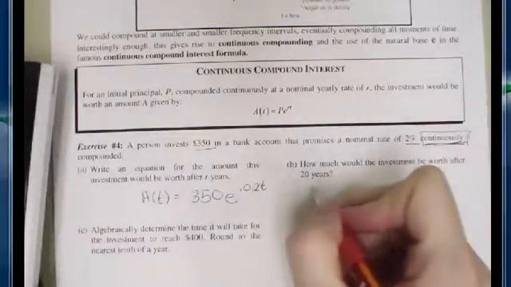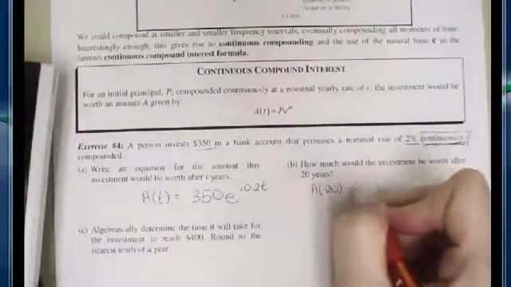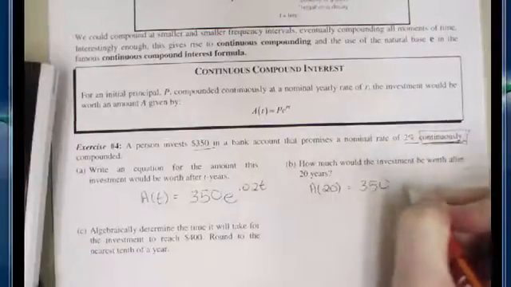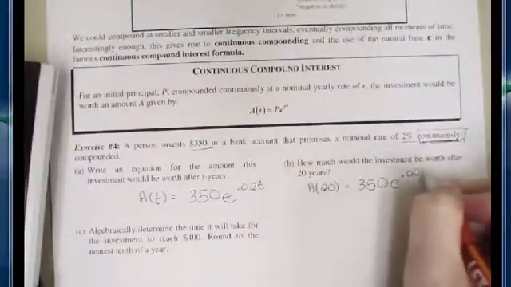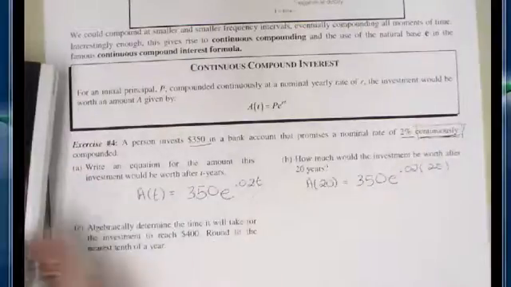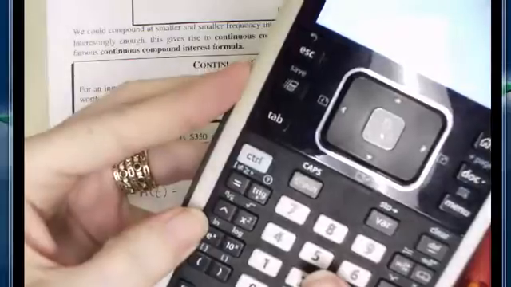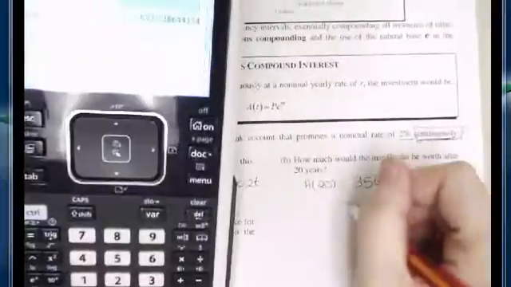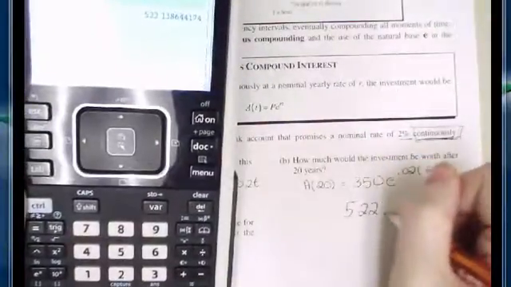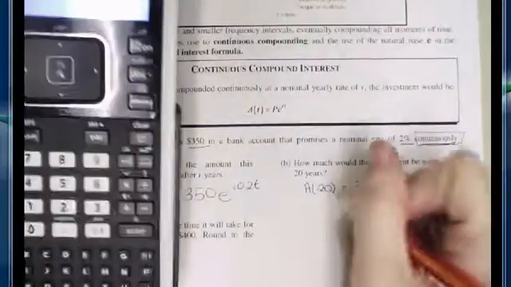20 years, what's that worth? So A of 20, that's my t. 350 times e to the 0.02 times 20. Remember, when I'm typing this in, turn on, there you go. 350, the e button, right there above the parentheses, e to the 0.02 times 20. Look at that. We have made money. $522.14. See how the 0.138 will round up.